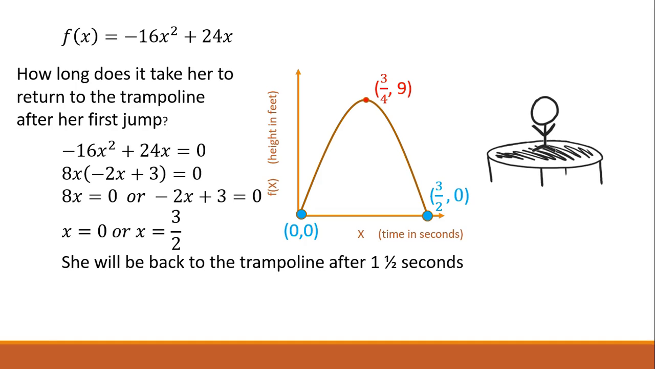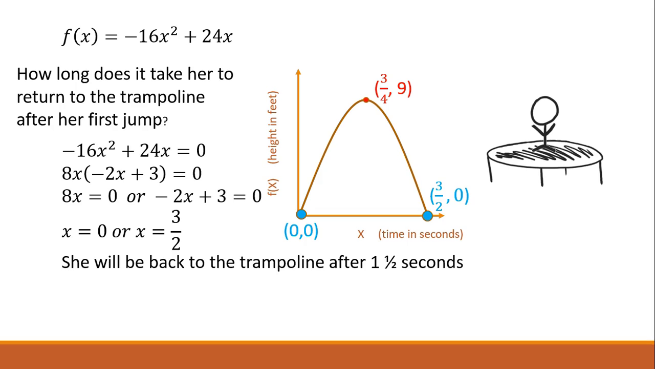So there are actually two places on this graph where she's back down at ground level, so to speak, the level of the trampoline. The one that answers the question is the second of these points. She'll be back to the trampoline after 1.5 seconds.